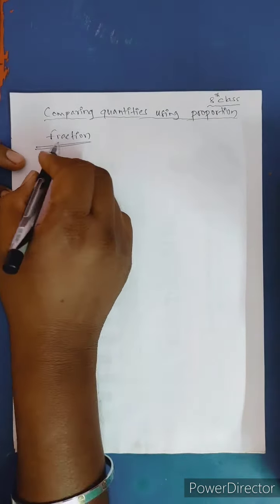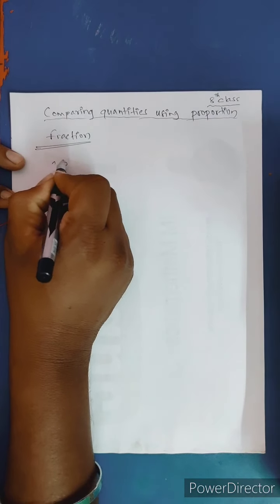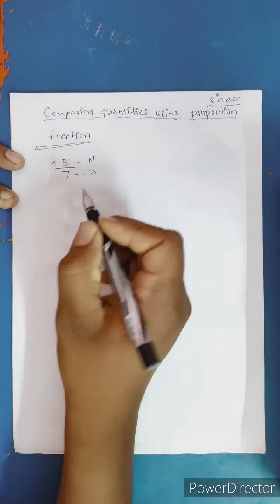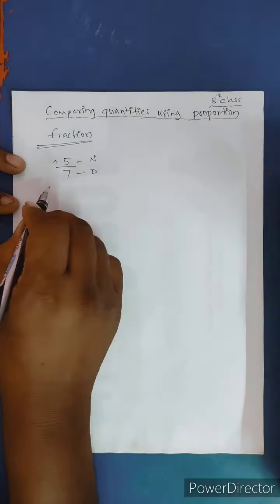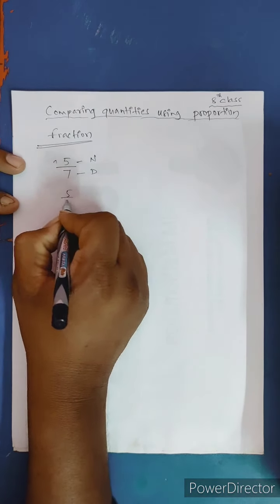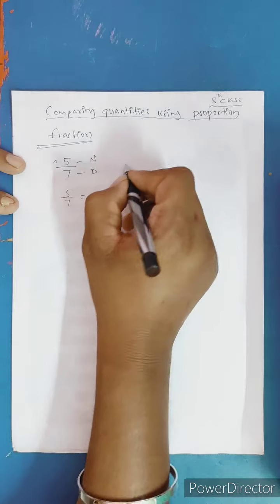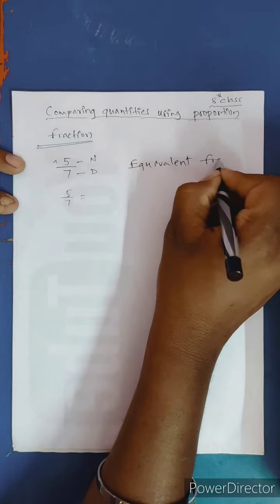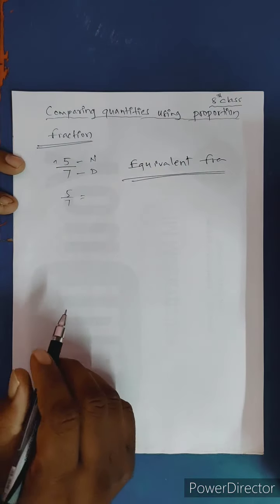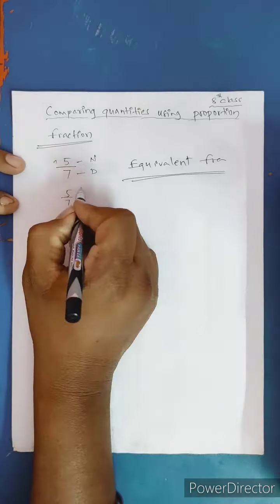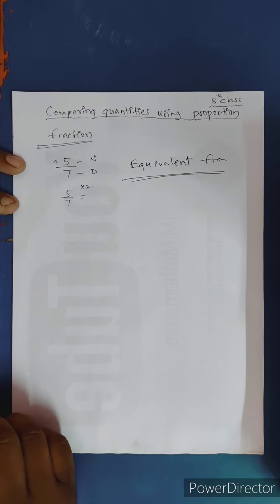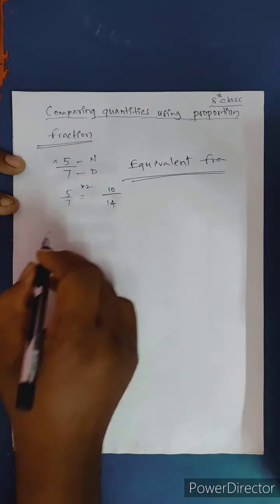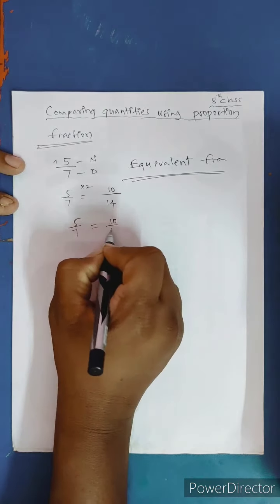a fraction. See here, 5 by 7 is a fraction. 5 is called the numerator, 7 is called the denominator. We can write many equivalent fractions for any fraction. Equivalent fraction: multiply numerator and denominator with a number. For example, multiply with 2. 5 times 2 is 10, 7 times 2 is 14. 5 by 7, 10 by 14.